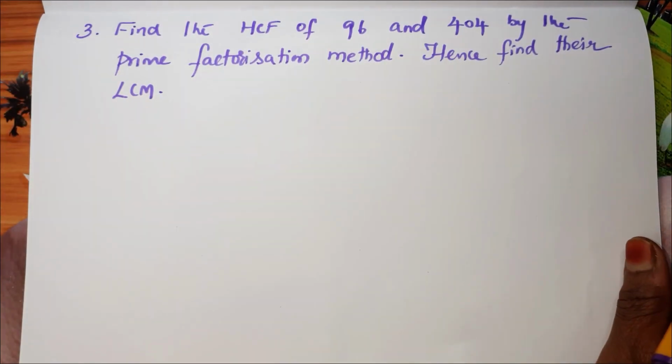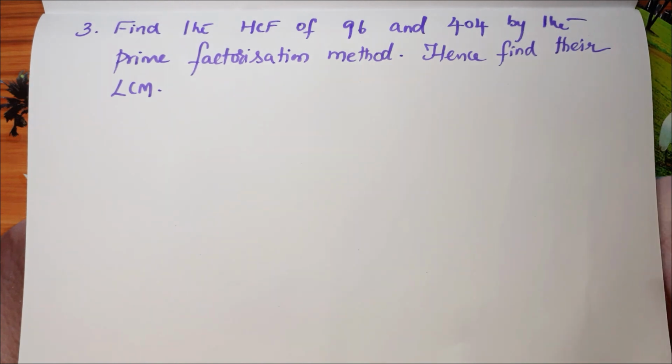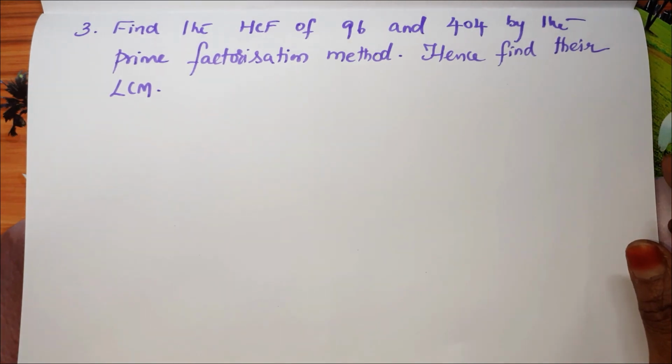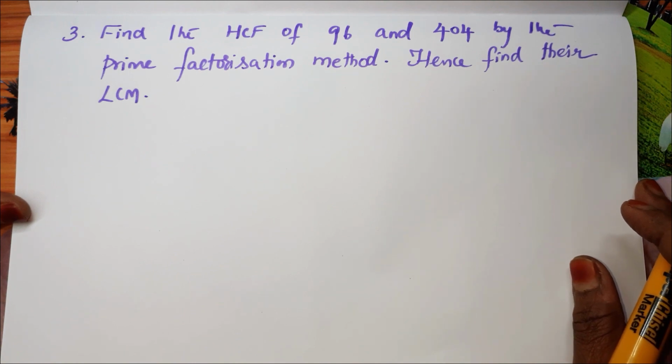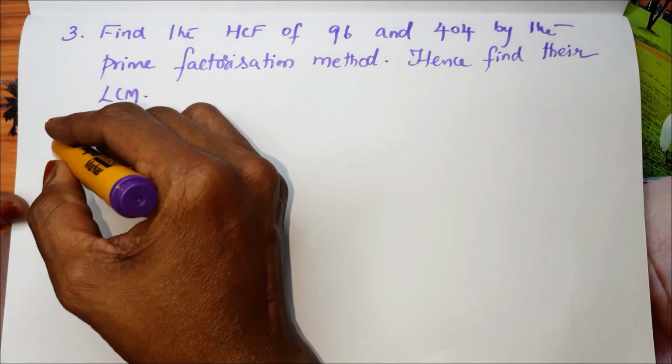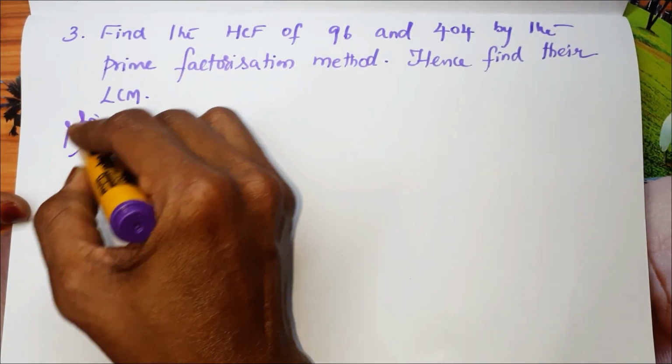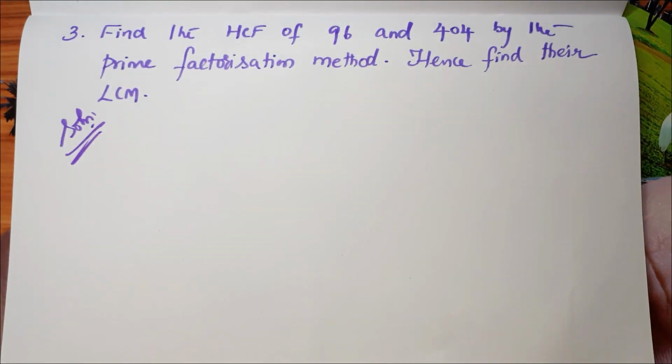This is the next problem we have. We are going to find the HCF of 96 and 404 by the prime factorization method. Hence find their LCM. So what is given? The two numbers are given as 96 and 404. First we have to find the HCF. After getting the HCF, we are going to find the LCM.